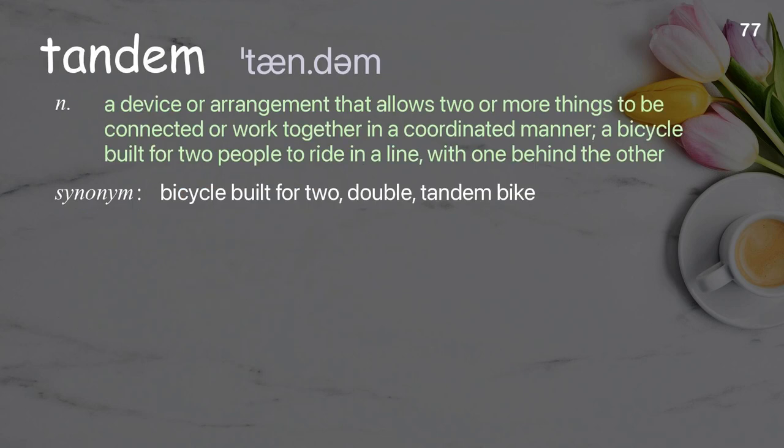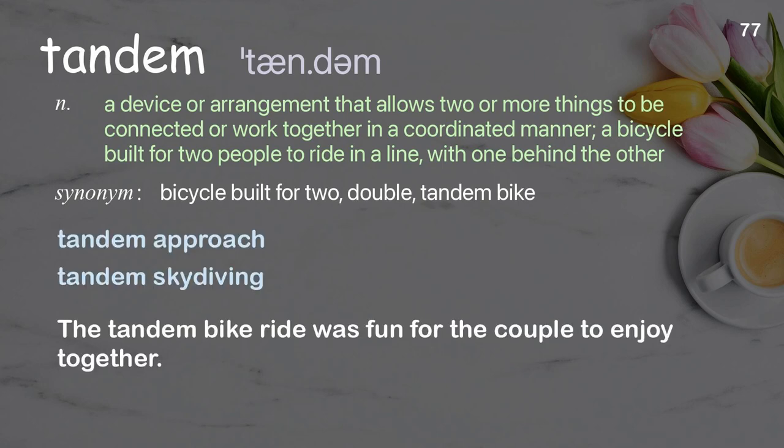Tandem. A device or arrangement that allows two or more things to be connected or work together in a coordinated manner. A bicycle built for two people to ride in a line, with one behind the other. Examples. Tandem approach. Tandem skydiving. The tandem bike ride was fun for the couple to enjoy together.